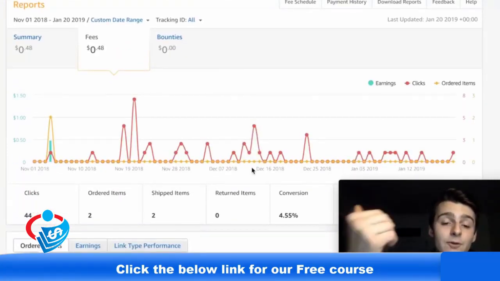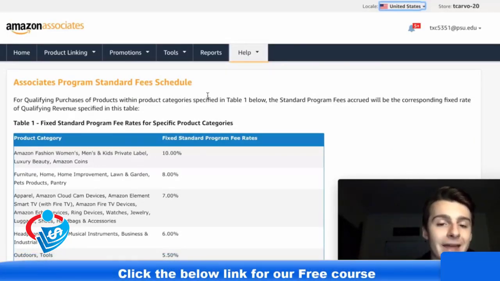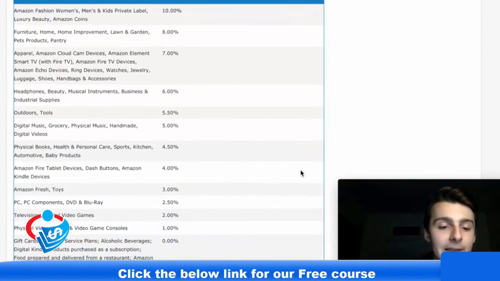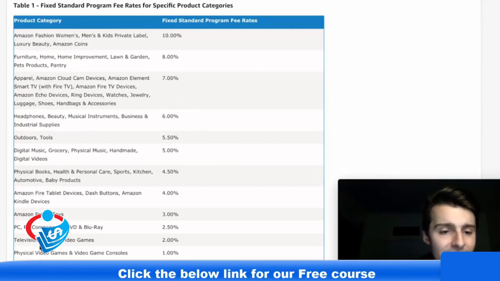Where this is actually, if you go down to the commission rates, and they call it the fixed standard program fee rates, it gives you a ton of categories here inside the program, and here is where you can see what the commissions are. So let me see if I can find physical books. Yeah, so physical books is where the thing that I sold would be. And so I earned a 4.5% commission. And so if the book is under $10, you can see how it's not going to add up to be that much money at all.